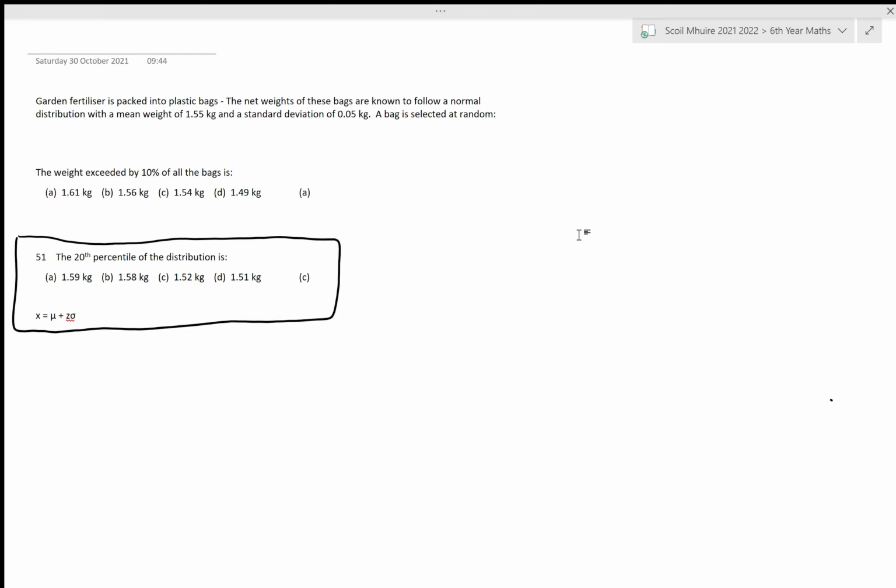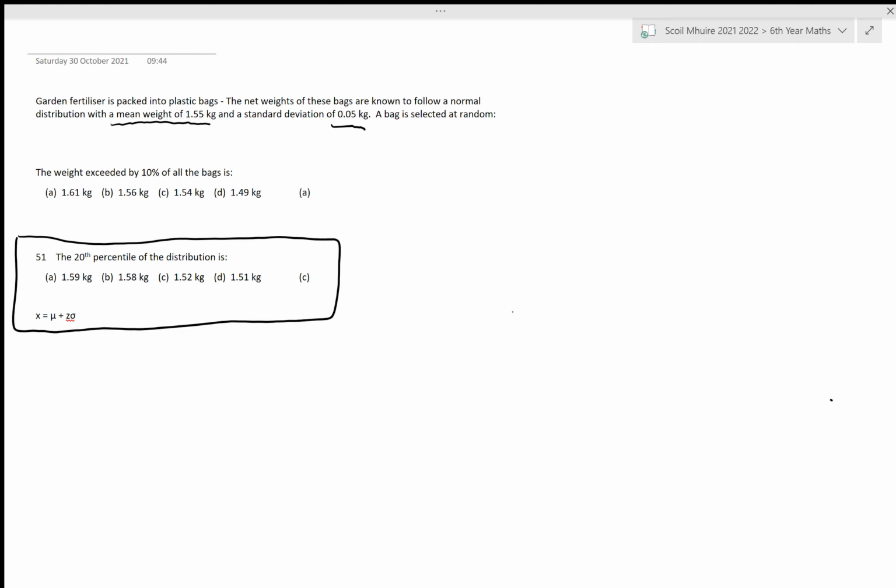Okay, so let's look at question 51. Again, we're given that garden fertilizer is packed into plastic bags. We're told the net weights of the bags follow a normal distribution. We are given the mean weight and the standard deviation. And we're asked to show that the 20th percentile of the distribution is either A, B, C, or D.